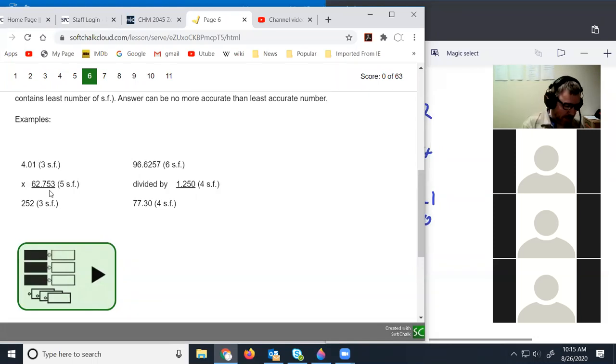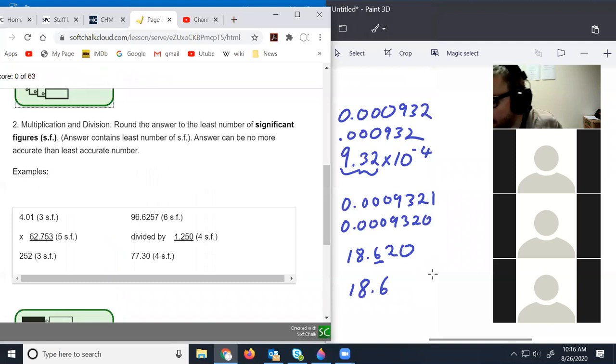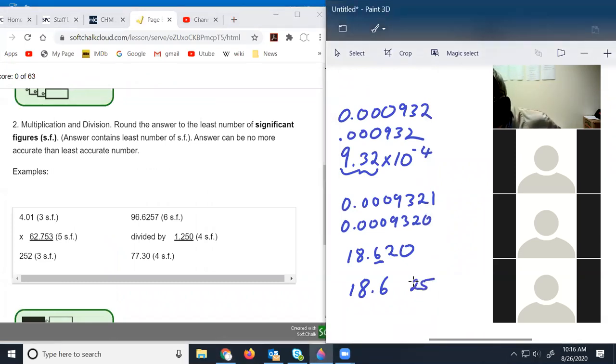I'll just do this one here. 4.01 times 62.753, and it comes out to be 251.63. I'll go ahead and write that down, just write it over here, 251.953. So that's what's in my calculator.